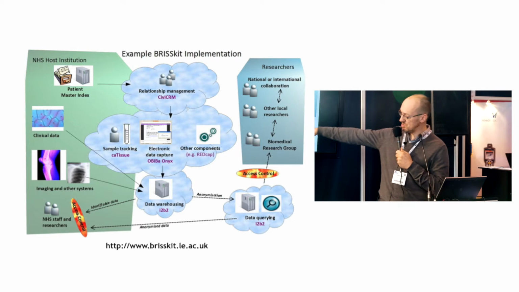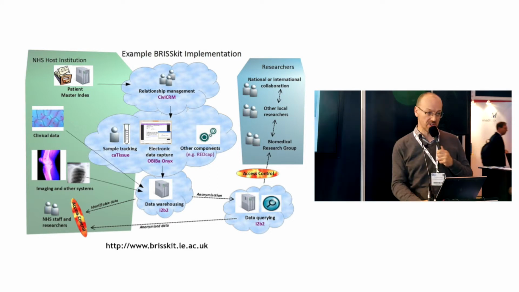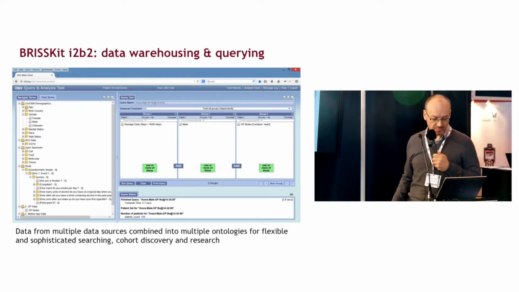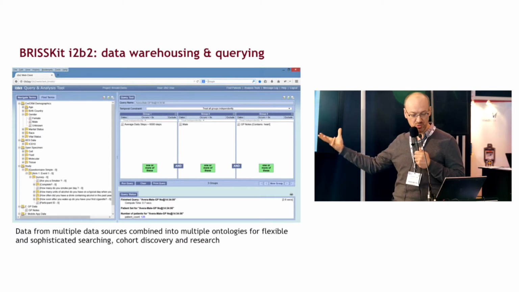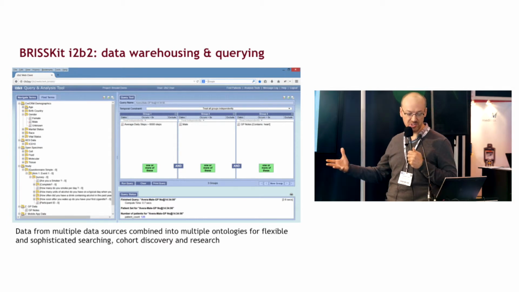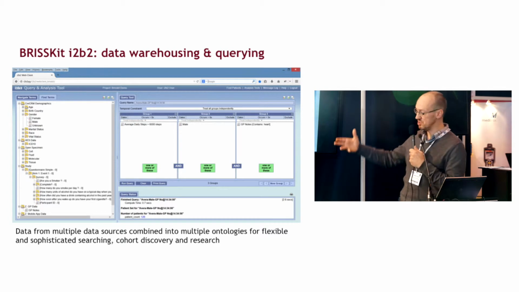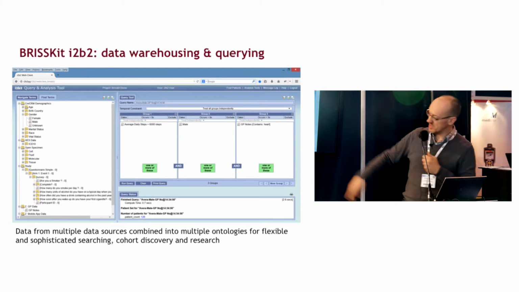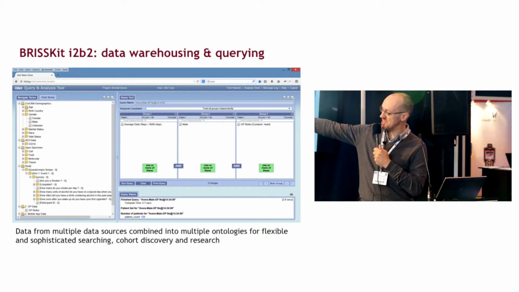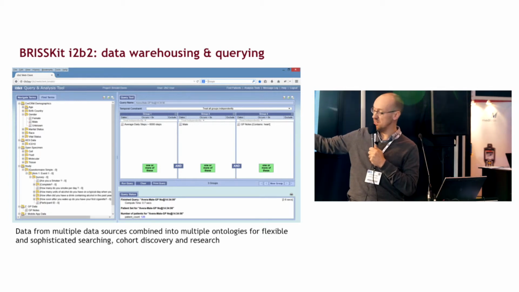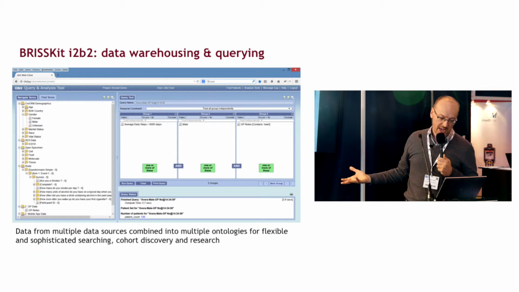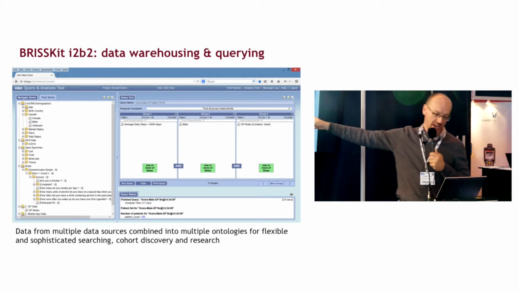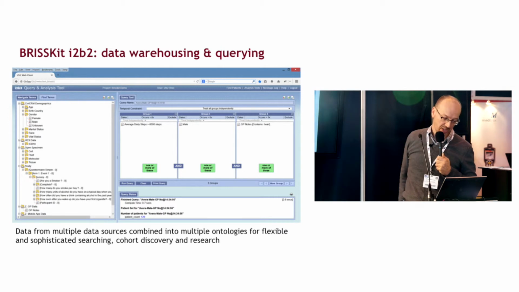And then finally, coming to the data warehousing and querying end of things, called i2b2. In this way, you can combine data from multiple data sources. You can use multiple ontologies and data dictionaries to combine those. And that allows for flexible and sophisticated searching, cohort discovery and research. A few examples, again, apologies for the font size, will be hard to see here, but on the left-hand side here, what we've done is bring in data from GP data, where you have permission. We have CiviCRM demographic data, so age, gender, ethnicity, and so forth, included there.